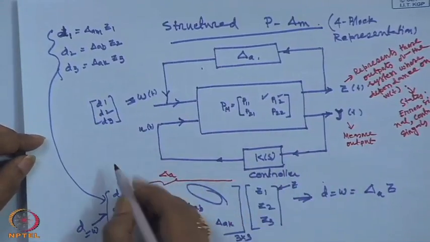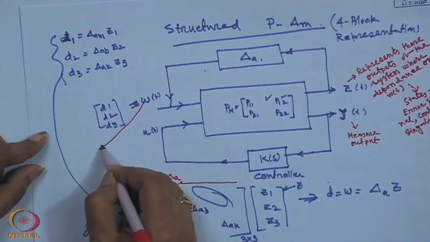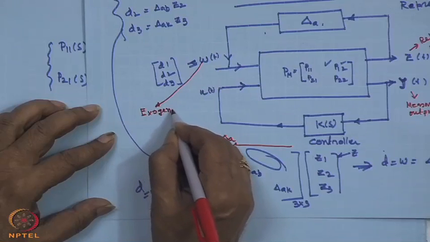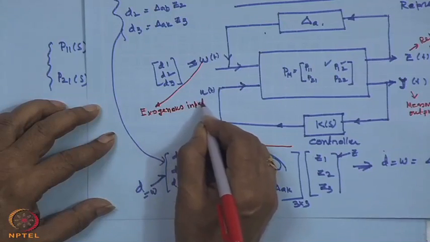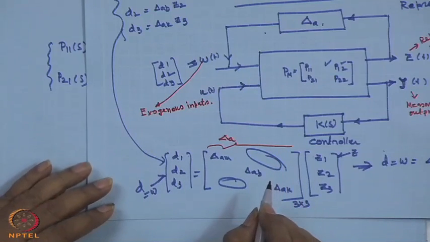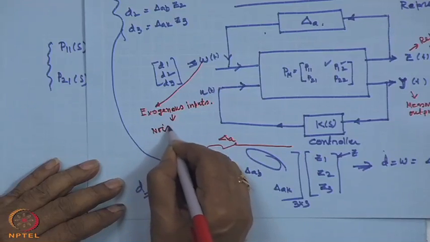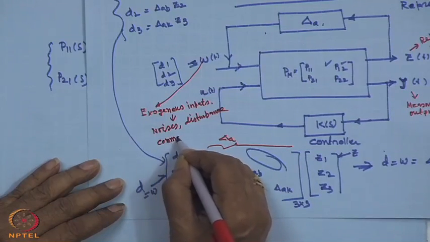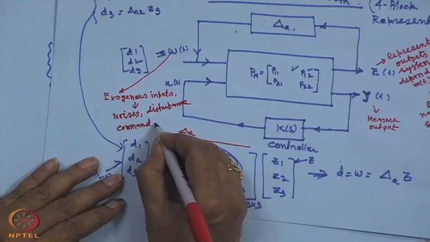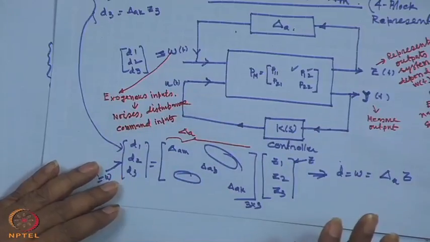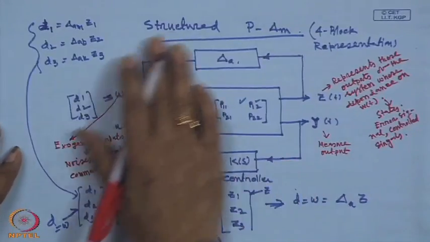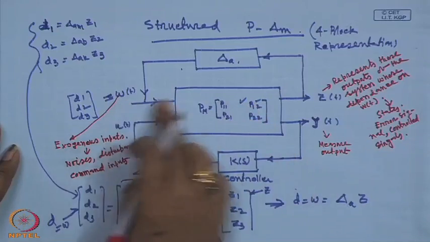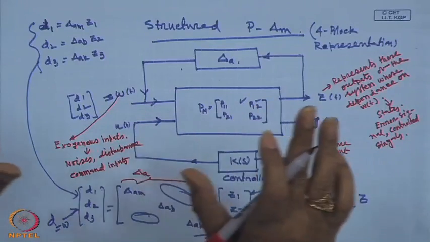And this is the control environment. w is in general the exogenous input, as I told you, inputs over which we do not have any control: noises, disturbances and command input. So, any system we can represent in a four block diagram representation. This is a block, with two inputs and two outputs, four signals. In general, I can represent it in this form.